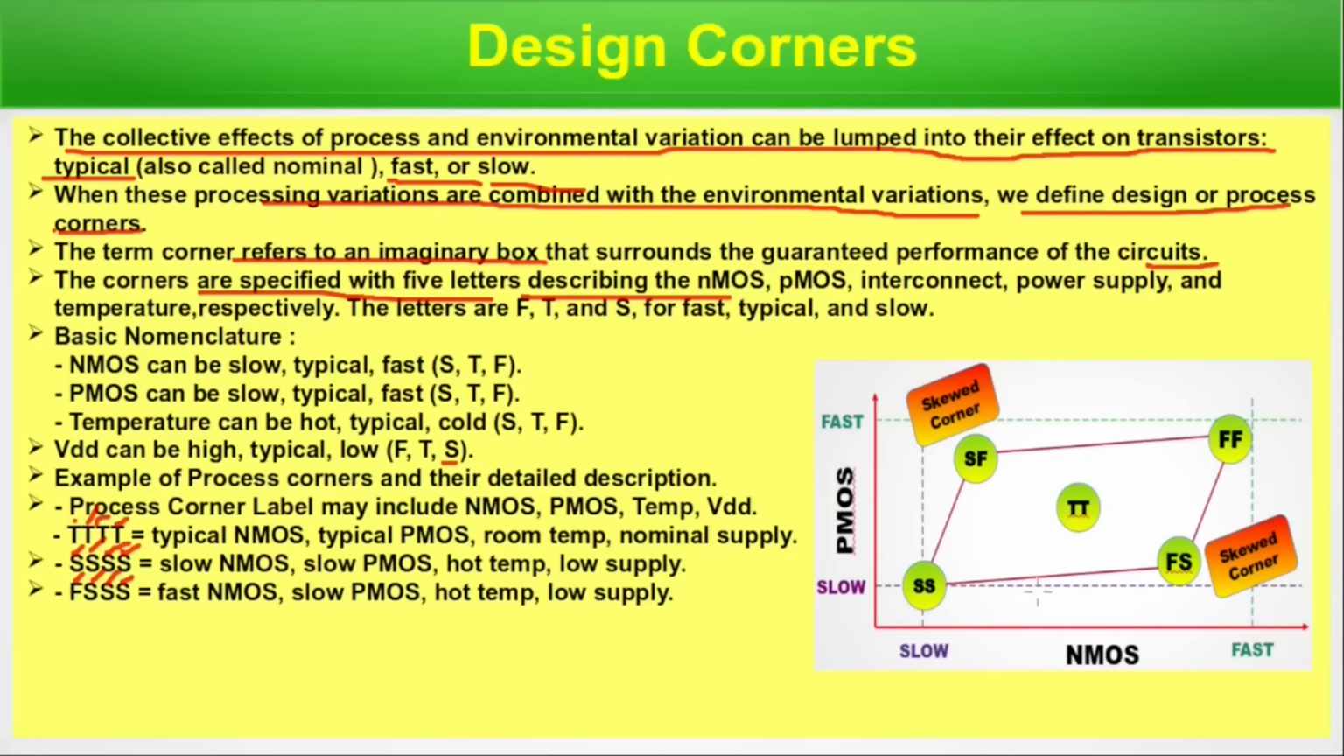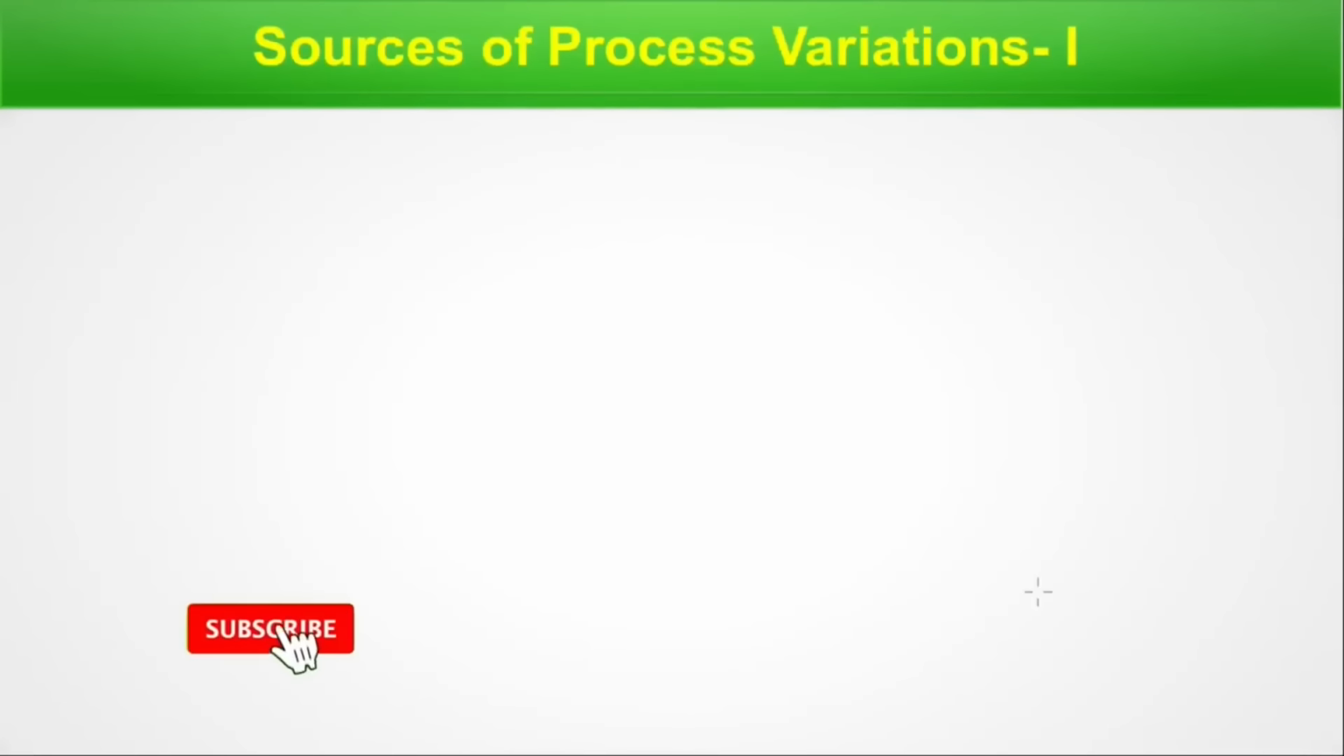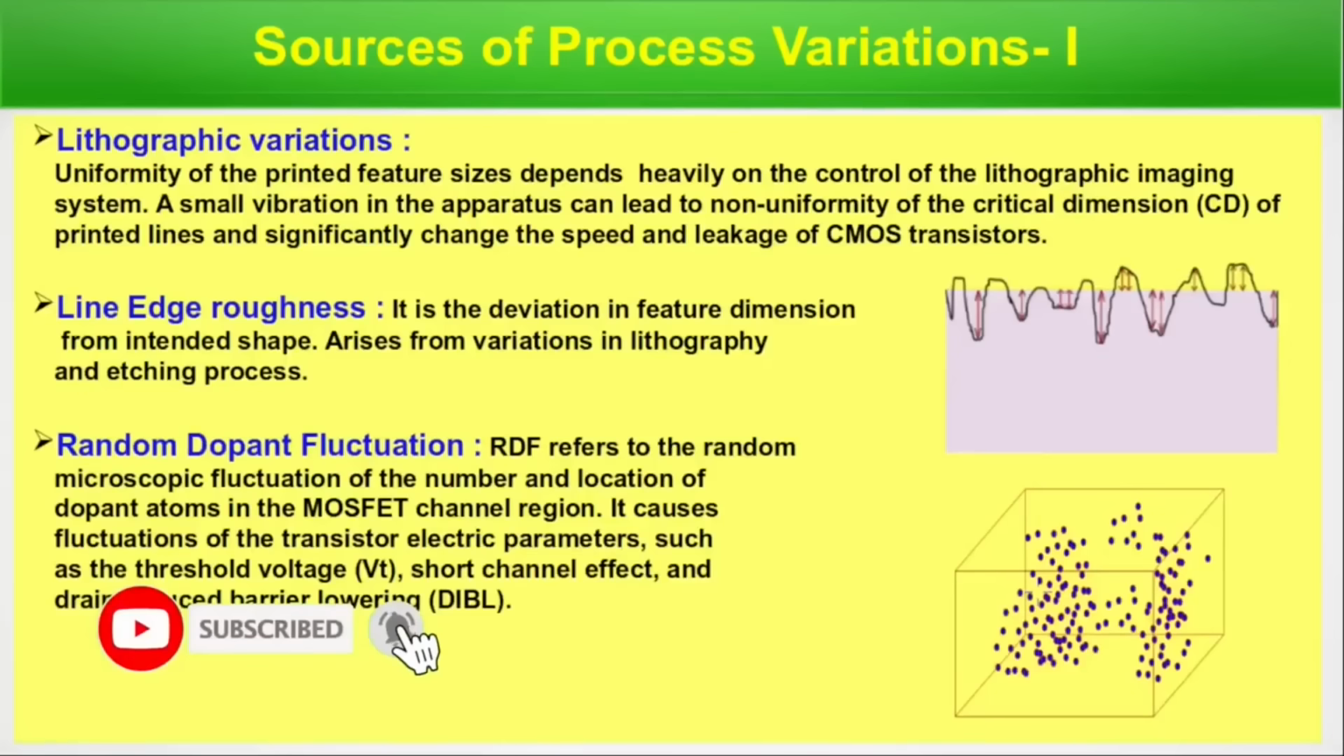So we are done with this slide. Let's move to the next slide. Now, sources of process variations. In the first two slides we have mentioned these steps include variability. Now let's see how it happens.